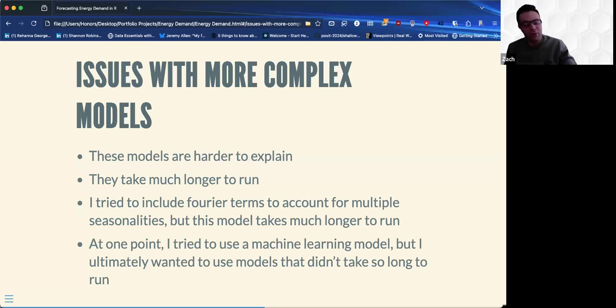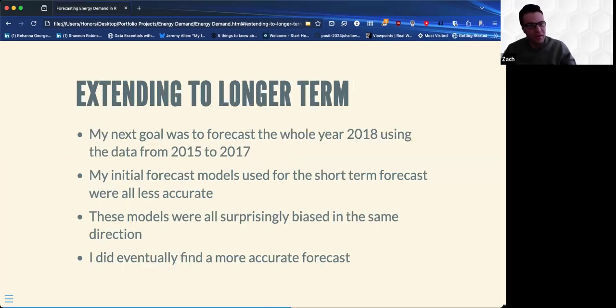And whatever model I settled on, I wanted it to be simple and easy to explain. And these more complex models, they just weren't cutting it. They were either just not as accurate as what I'd done already, or they just took much longer to run, or both. We had both of those problems at the same time.